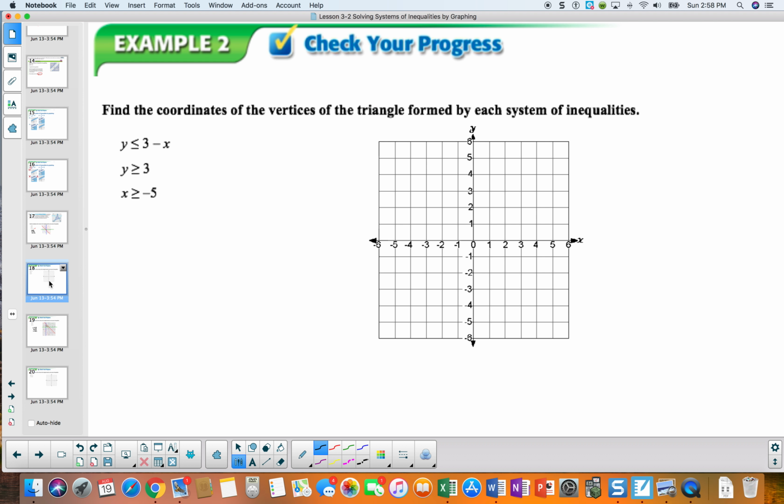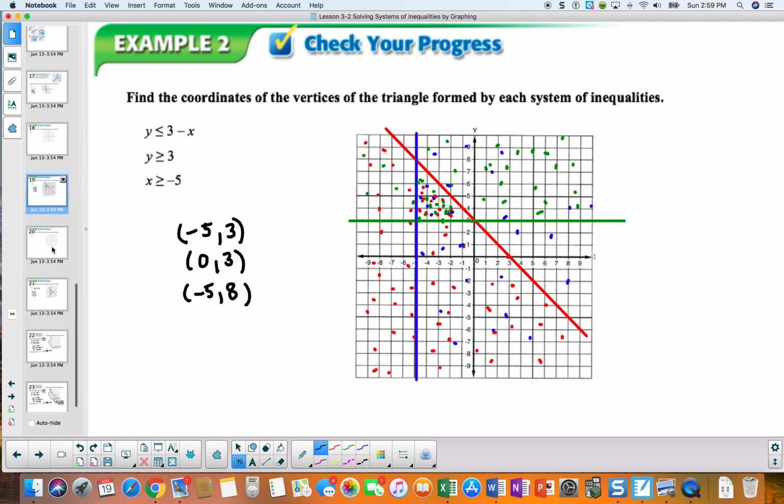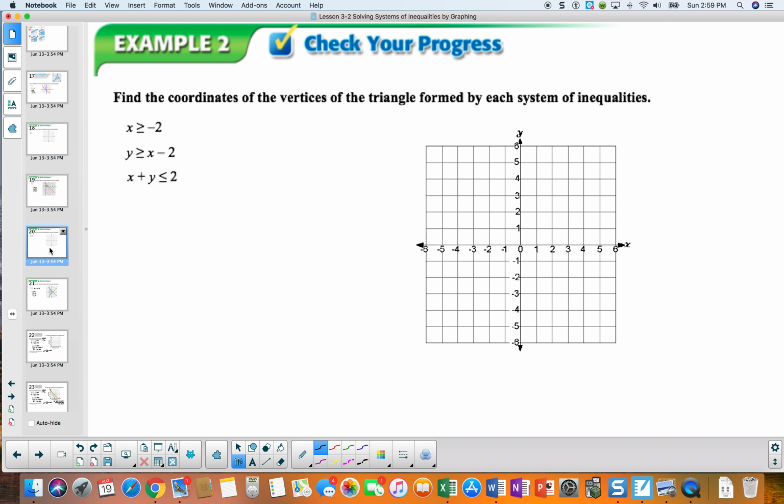And here are the answers. Notice that I went ahead and graphed the line here. Notice it's at 3, down 1, over 1. Y greater or equal to 3, so here's my boundary of y equal to 3. I want above it. And here is x equal to -5. It's a vertical line. I want all values greater than it, and it creates this triangle area. These are the vertices for it. Pause.